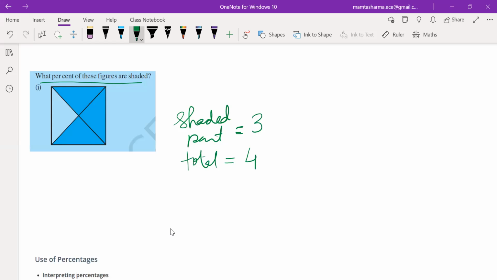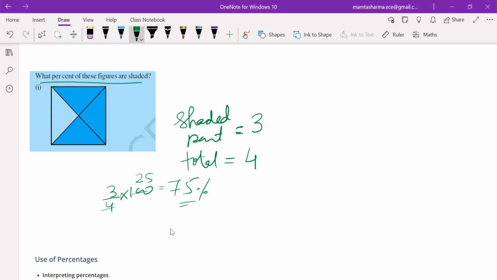So the percentage of shaded triangles, ma'am, is 90%. 3 by 4 into 100. How could it be 90%? 3 by 4 into 100 would be 75 only. 75%. How did you get the 90%? Ma'am, I didn't understand how you multiply 3 by 4.